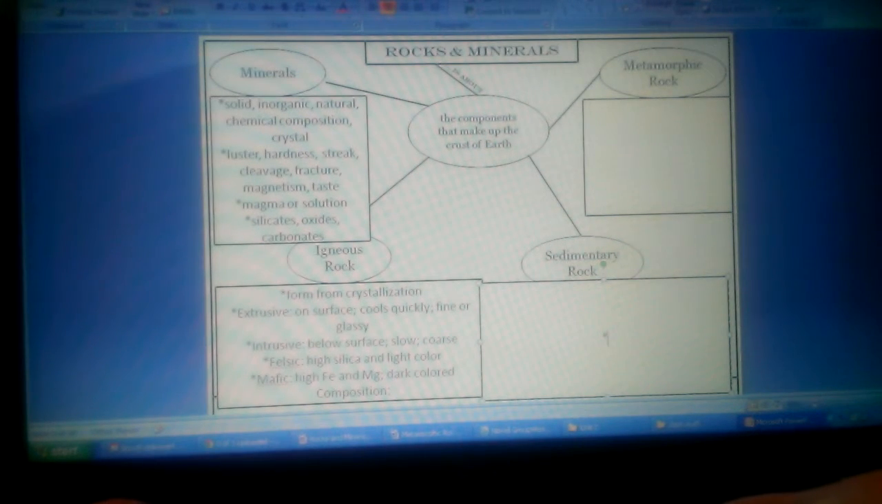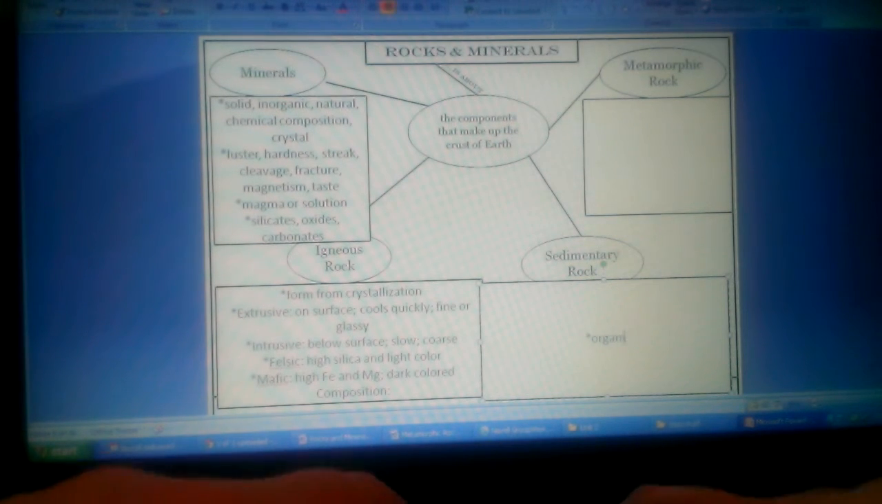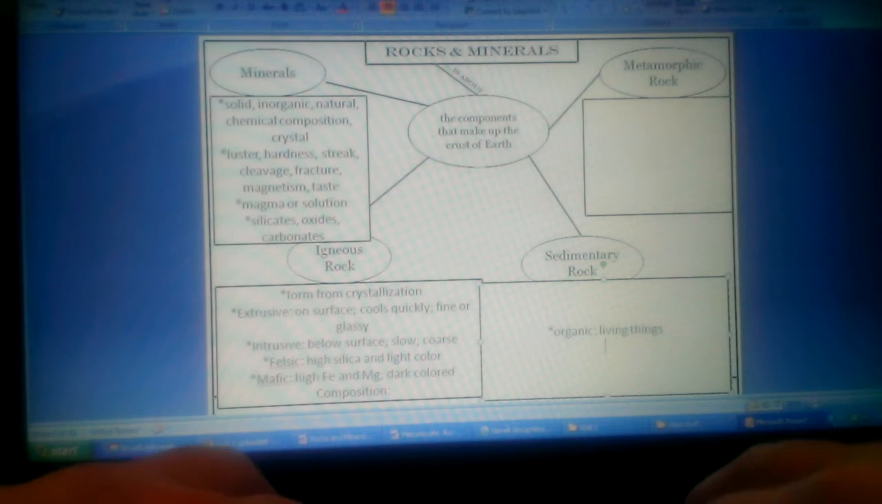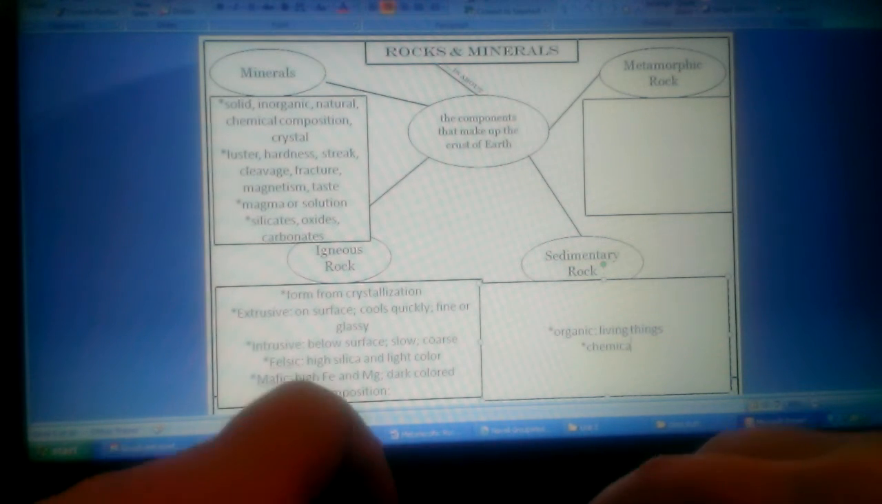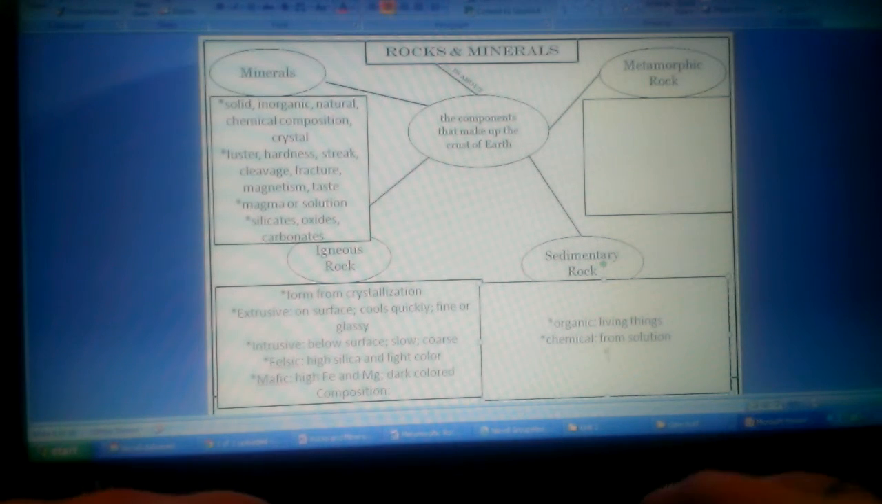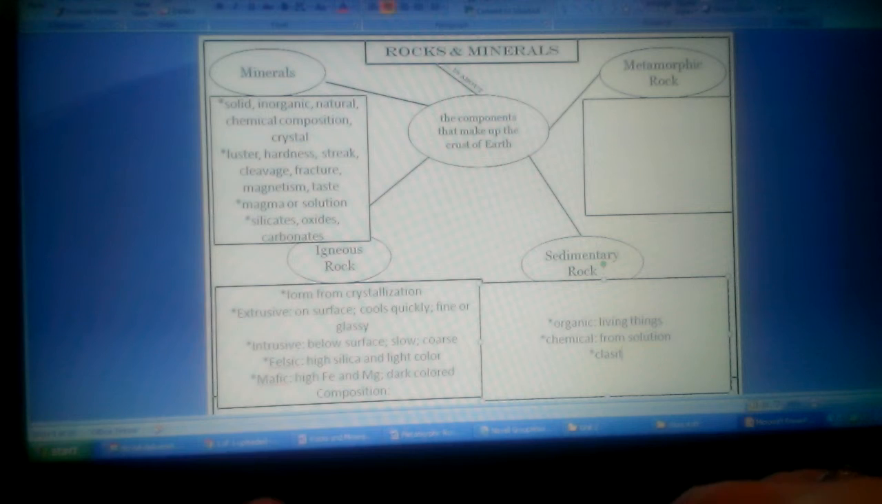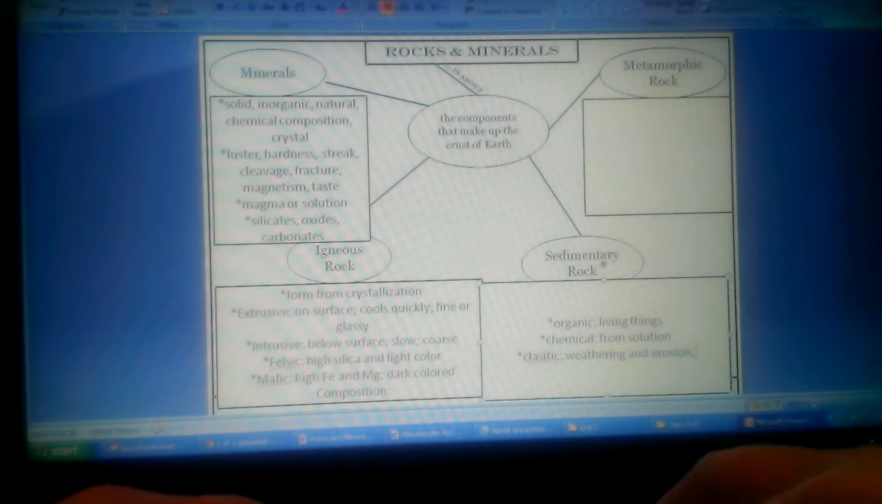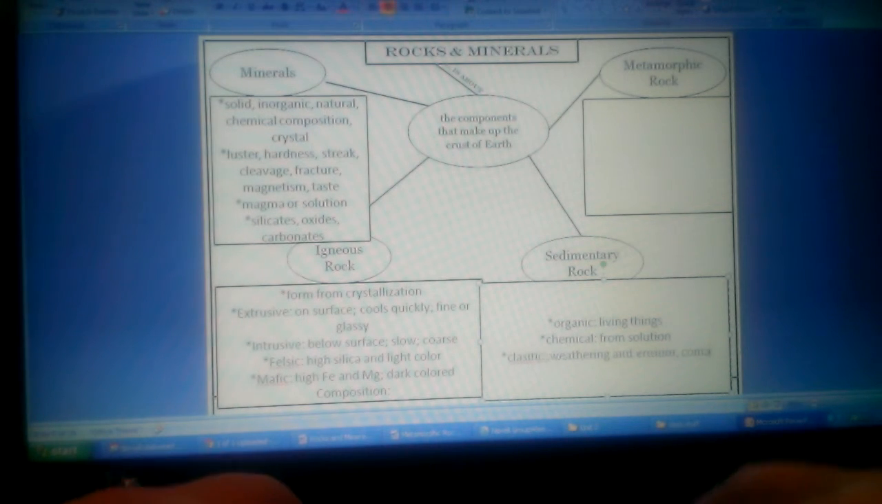But let's start with the types. We've got organic. Organic are the ones that form from living materials. Then we had our chemical. Chemical are the ones that form from solution, so they're from solutions that evaporate and leave them behind. Then our traditional one was clastic, and that's the one that we just said was weathered and eroded. So it goes through weathering and then erosion, and then those sediments are going to be compacted and cemented into our sedimentary rock.